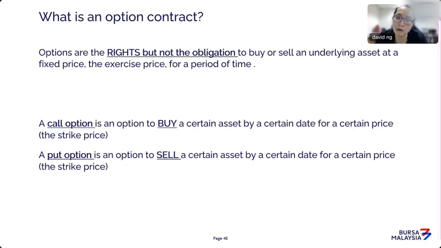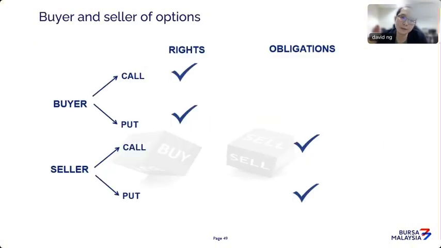There are only two types of options: call options and put options. Now, a call option is basically an option to buy a particular underlying asset at a certain date at a certain price. This certain price always refers to the strike price. Let's keep that in mind. Now, a put option is the other way around. A put option is the option to sell. So always remember this: option to buy is call, option to sell is put.